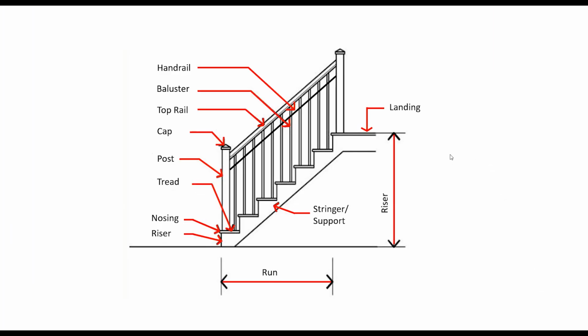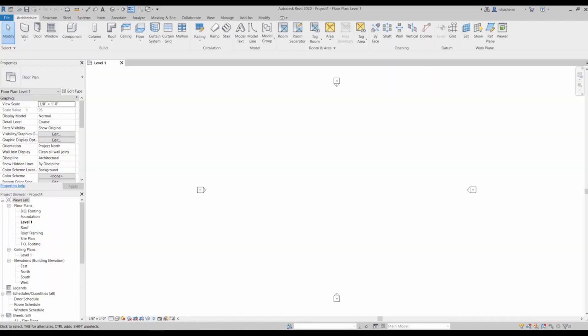So here are the different components of a stair. So we have top rail, handrail, these two posts, and these are balusters. We have tread, nosing, and riser, the whole stair run, and the whole riser, landing, and stringer or support. Okay? So that's actually what we needed to know for now.